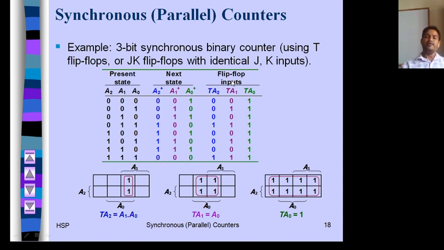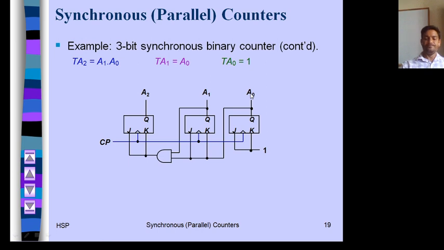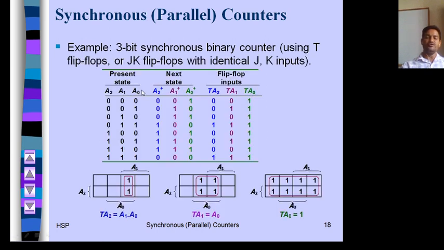Now again determine TA2, TA1 and TA0. TA2 is nothing, it is A2 XOR A2 plus. Okay, 0 XOR 0 is 0, similarly 1 XOR 0 is 1. Now TA1, what will be TA1? It will be A1 XOR A1 plus. Okay, find out this. Now TA0, it will be A0 XOR A0 plus, all will be 1. Okay, now with the help of K-map, solve TA0, TA1 and TA2.